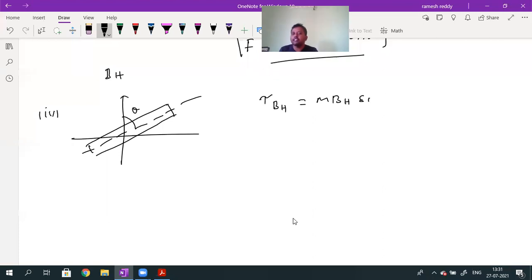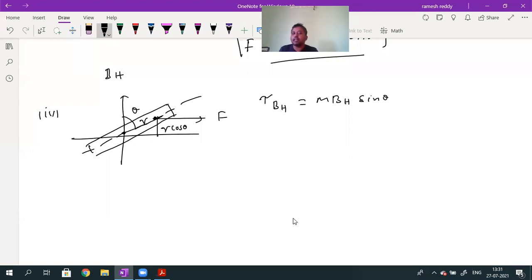It will rotate, and now I don't want it to rotate, so I am applying a force. Last time the force was applied at one end. Now I am applying a force here, at a smaller distance from the center of the bar magnet. When the force is applied at a smaller distance from the center, the perpendicular distance of this force will become r cos theta.